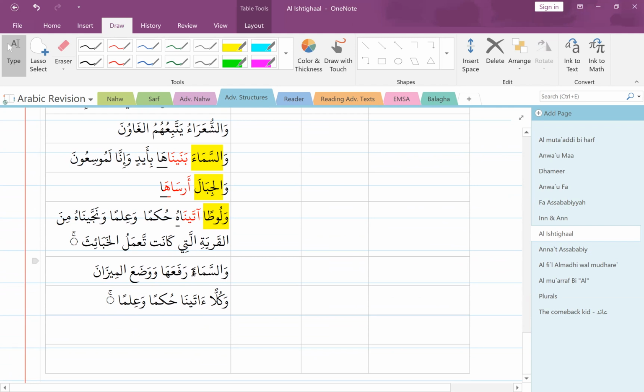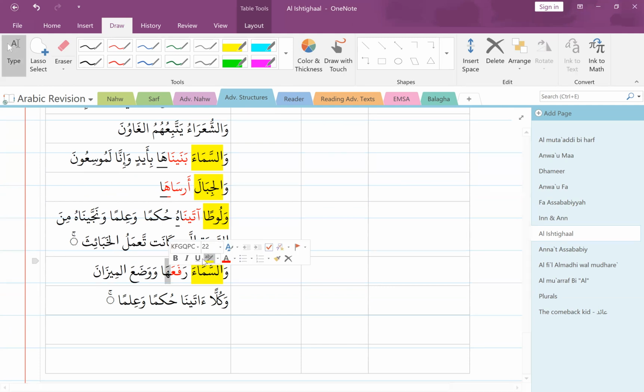All right, last one. والسماء is the ism nasab, mansub. Rafa'aha, rafa'a is the fail. Ha is the attached pronoun, going back to as-sama.